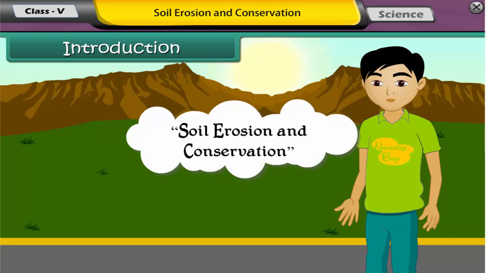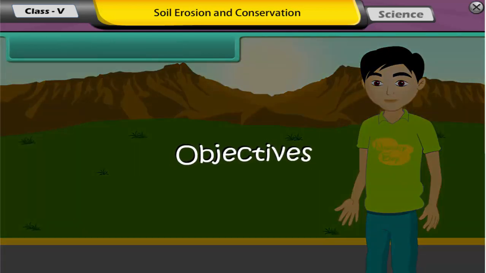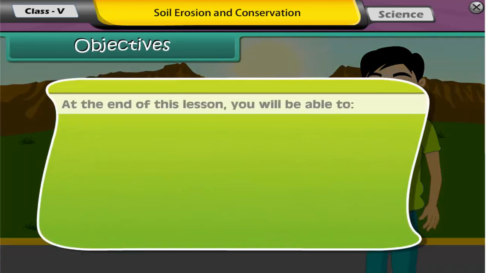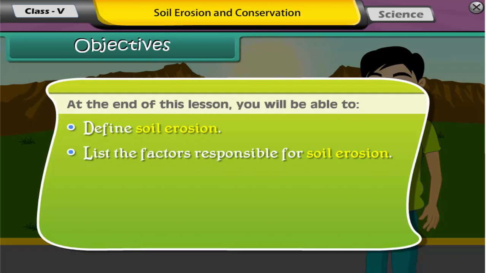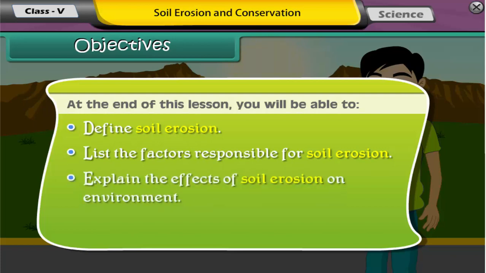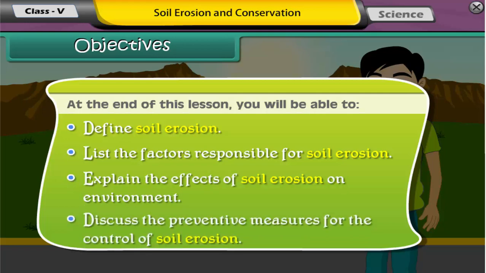Soil erosion and conservation. Objectives. At the end of this lesson, you'll be able to define soil erosion, list the factors responsible for soil erosion, explain the effects of soil erosion on environment, and discuss the preventive measures for the control of soil erosion.